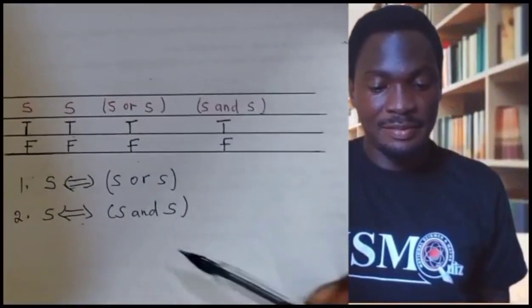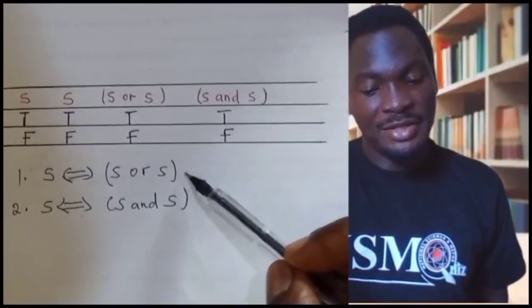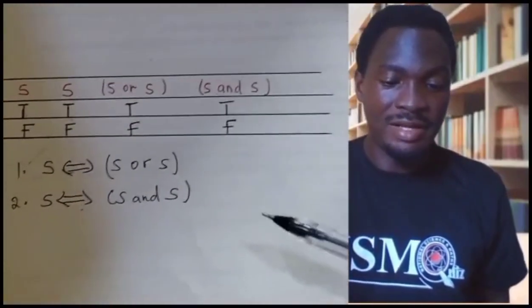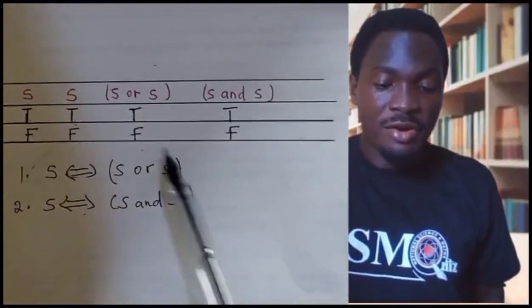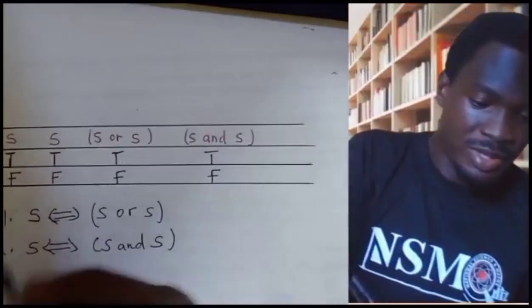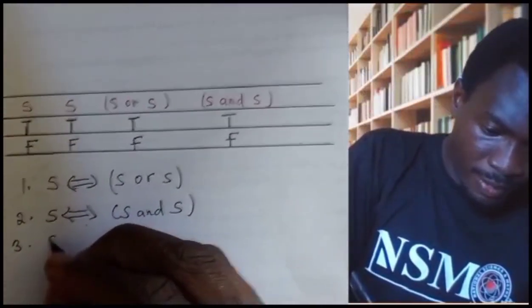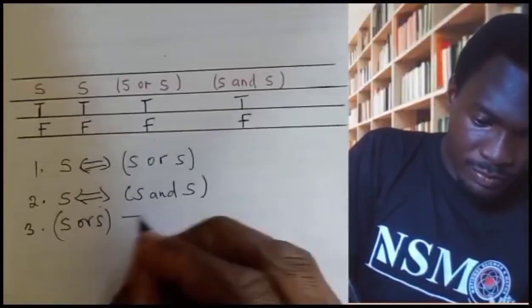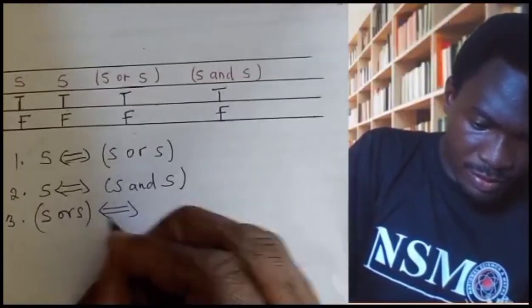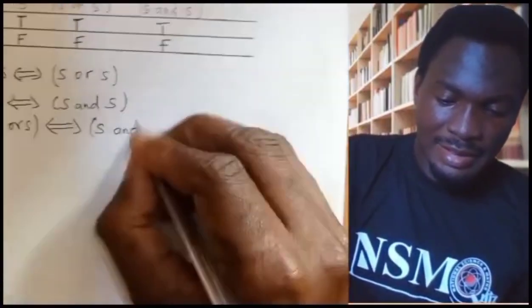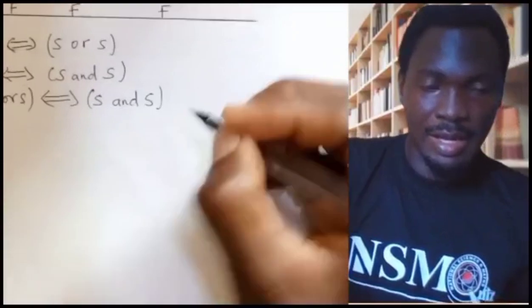It follows that the statement S or S and the statement S and S are logically equivalent. We can even see that if we compare the truth values here and there. So we have S or S being logically equivalent to S and S. Examples of application.